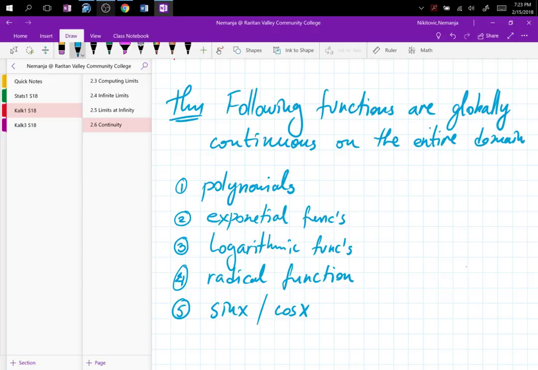If you want to add inverse tangent, you can. Inverse tangent is globally continuous everywhere. Here, let's add inverse tangent, because it's going to pop up eventually. And we're just going to leave it here.